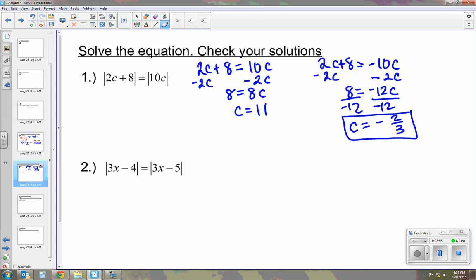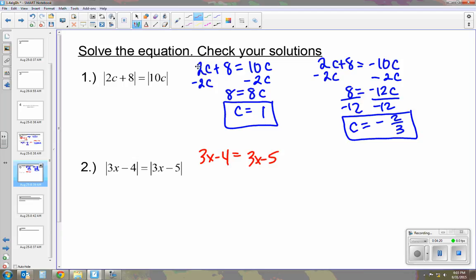Oh, that's a 1, not 11. c equals 1. Okay, make sure you plug this back in your calculator and make sure that the solution checks out if it's correct. Okay, now for this next one, same thing. 3x minus 4 equals 3x minus 5. And then 3x minus 4 equals, and when you put the negative in front of the second one, make sure we put parentheses because the negative goes to the entire expression, okay?